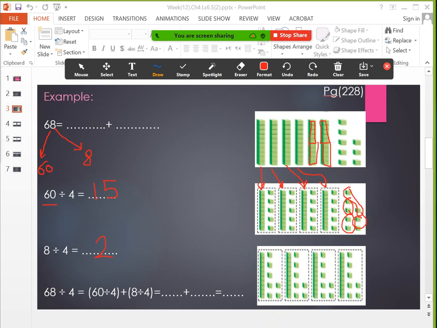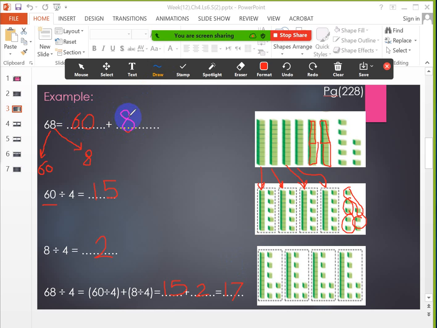So the answer for the first division, 60 divided by 4, the answer for this division between parentheses equals what? Equals 15. And 8 divided by 4 equals 2. So I have to add those answers to find the quotient. 15 plus 2 equals 17. So look, I have the same quotient from the first answer, from the first page.